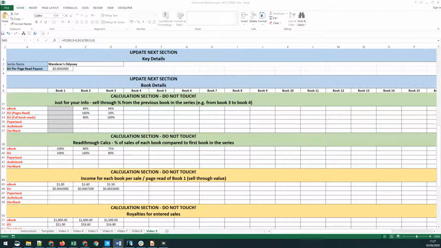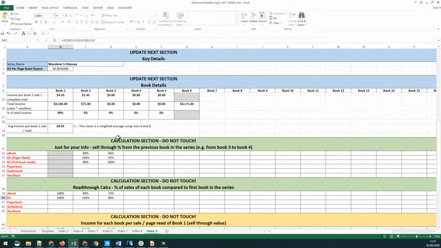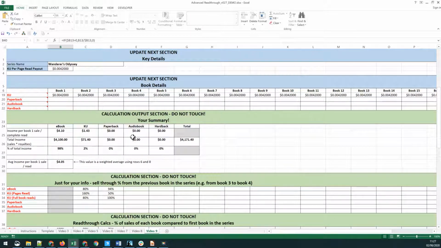And now what we need to have a look at is the actual main stats. And this is actually very similar to what we've seen before. There's not much that's different here. By the time we get to this point, we're just talking in terms of amounts. We're not talking in terms of numbers or page reads. So you can see for KU, for every complete read of book 1, so this is where we're using that metric again so that it matches. We're talking about a complete read here and a sale of book 1 for the others. We're only getting $1.43, so much, much lower than we would get for selling the ebook.